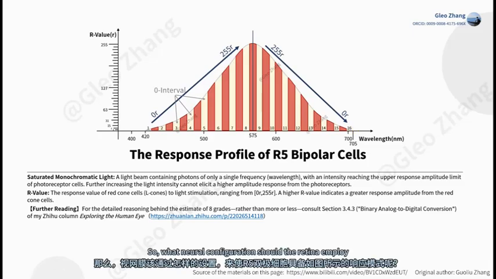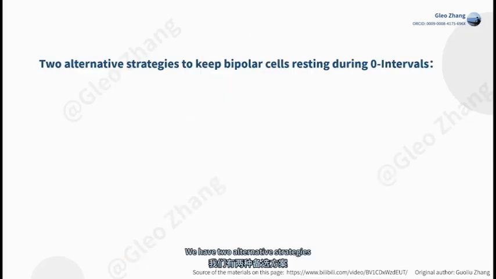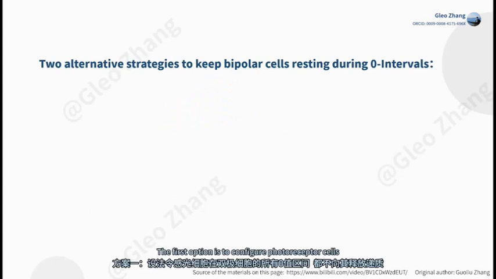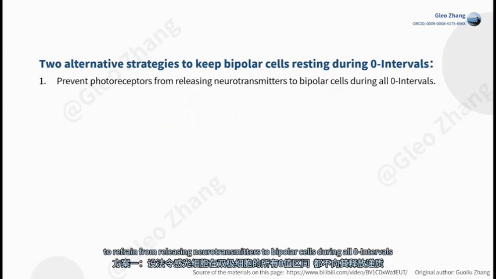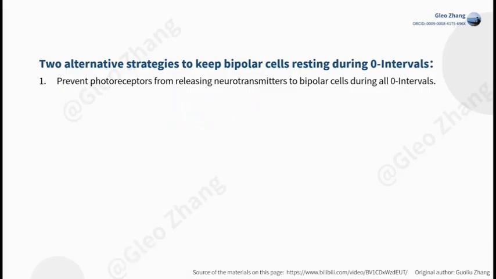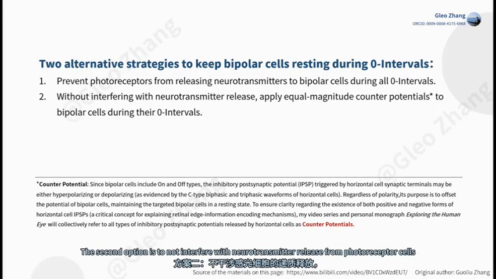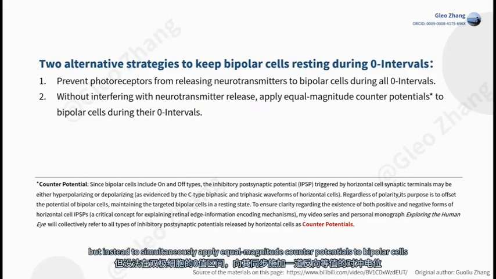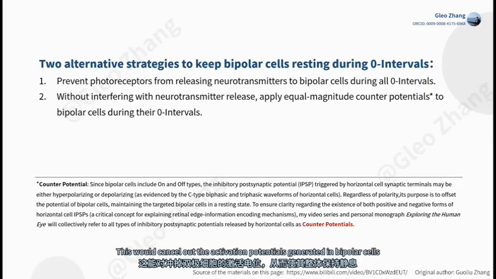So, what neural configuration should the retina employ to enable R5 bipolar cells to exhibit the response pattern shown in the figure? We have two alternative strategies. The first option is to configure photoreceptor cells to refrain from releasing neurotransmitters to bipolar cells during all zero intervals. The second option is to not interfere with neurotransmitter release from photoreceptor cells, but instead to simultaneously apply equal magnitude counterpotential to bipolar cells during their zero intervals. This will cancel out the activation potentials generated in bipolar cells, thereby maintaining them in a resting state overall.